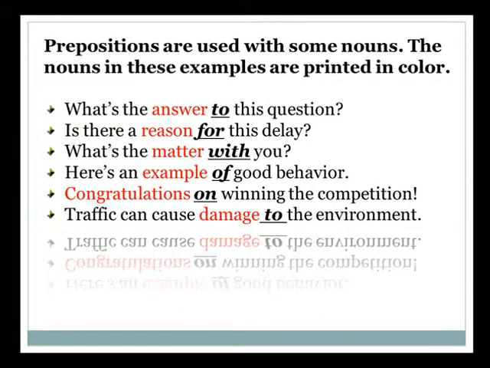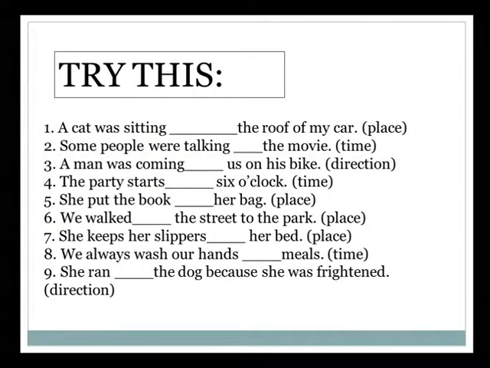Now we have a practice exercise. Try and solve these questions. Let us start discussing them. The first question. A cat was sitting dash the roof of my car. So we need to define a preposition of place here. What do you think should be the answer? You can think over any one option. Since we need to define the place here, and the cat would obviously sit on the top of the roof, you would say a cat was sitting on the roof of my car.